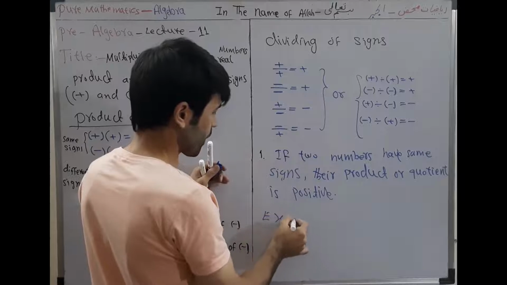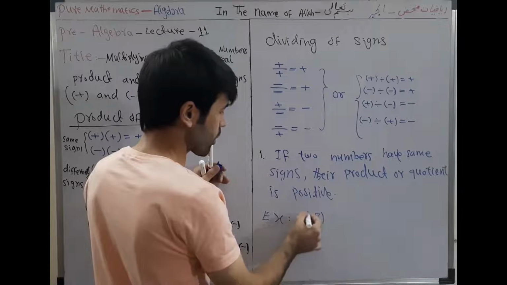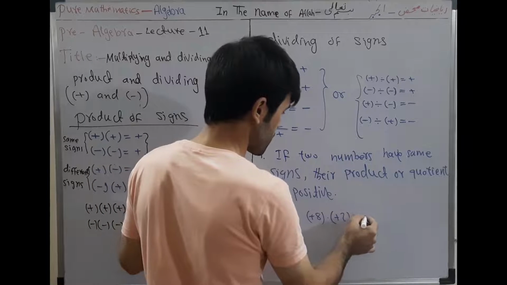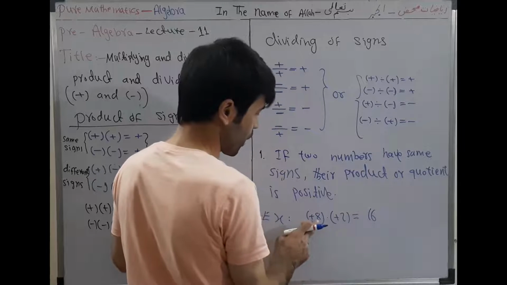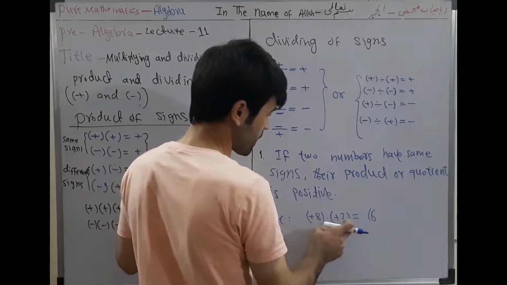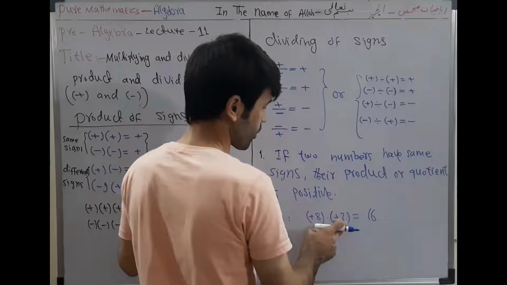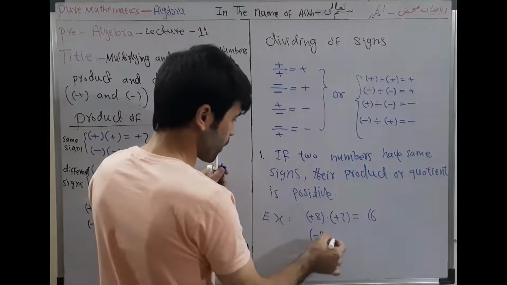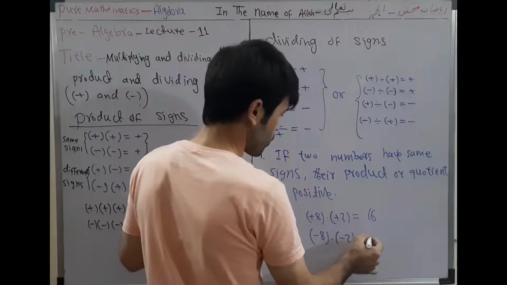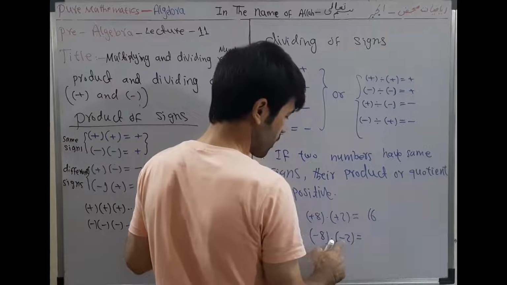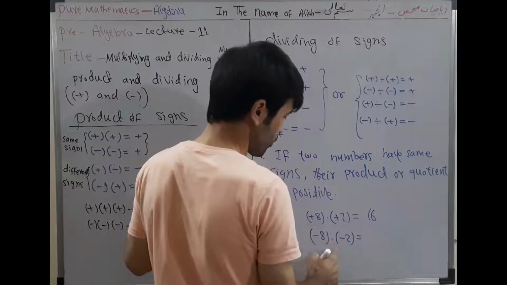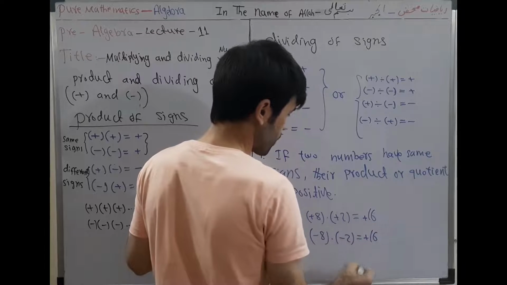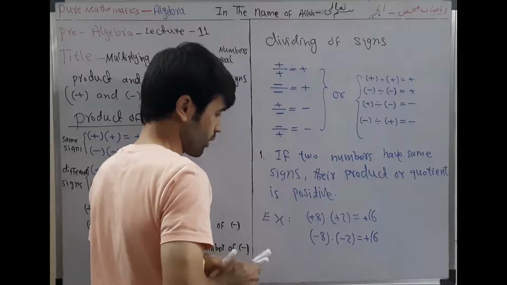Example, plus 8 multiplied by plus 2 is equal to 16. First we multiply signs. Plus multiplied by plus is plus. 8 multiplied by 2 is 16. Minus 8 multiplied by minus 2: minus multiplied by minus is positive, and 8 multiplied by 2 is 16. We can also write positive as you want.